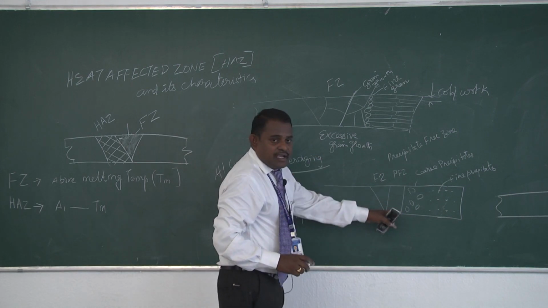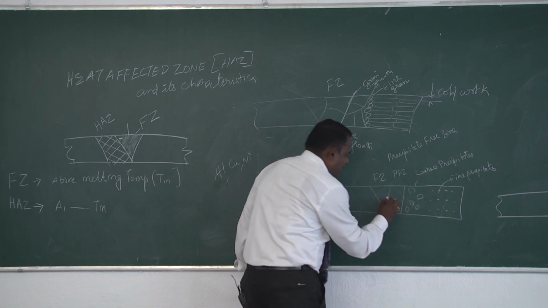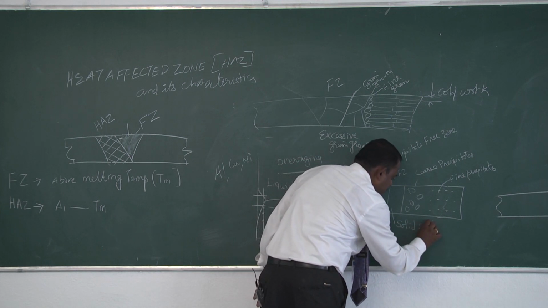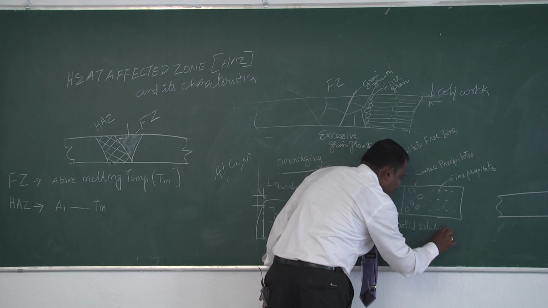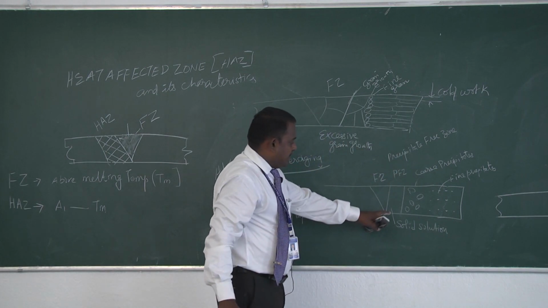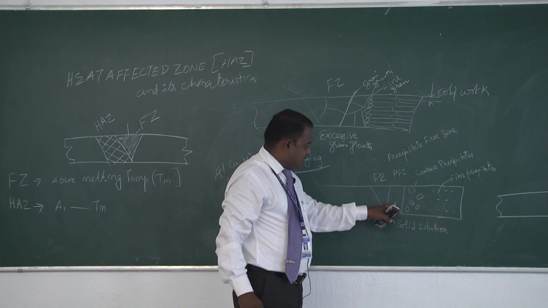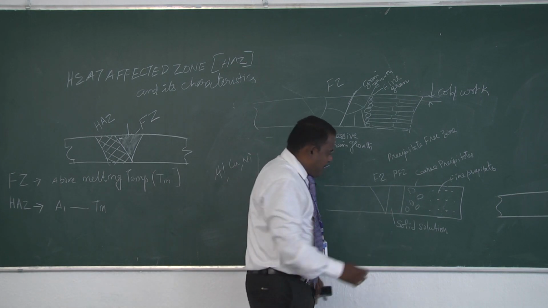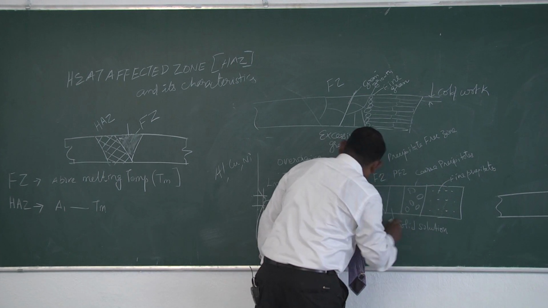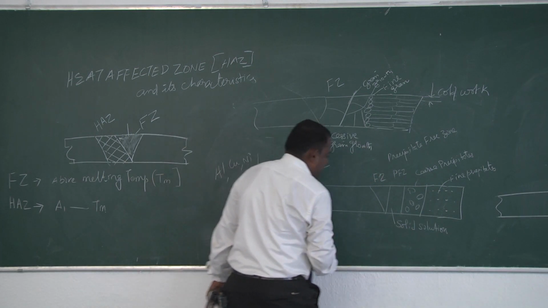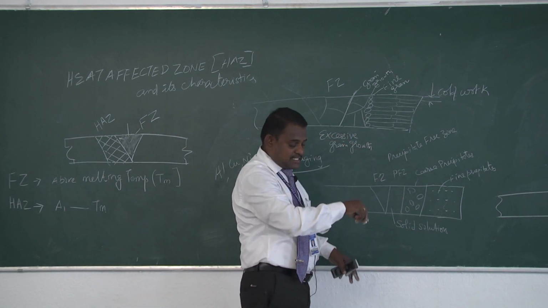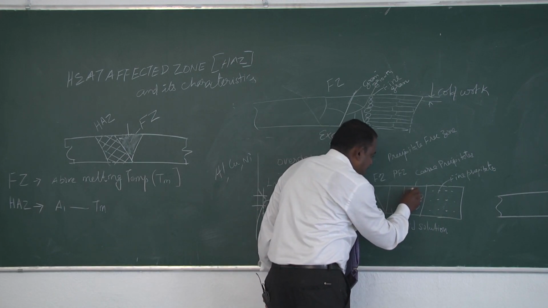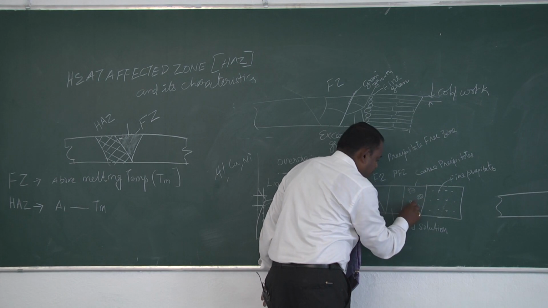the alloy elements will be in solid solution. That is the reason why this region has no precipitates. And apart from that, this zone of the metal will experience a very high temperature, just below the solidus temperature. That is the reason why the precipitates in this region get coarsened.